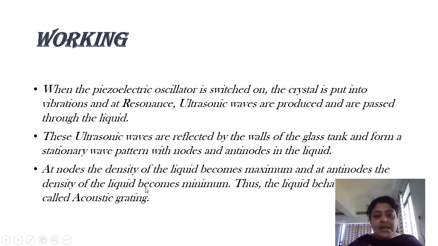At the antinodes, the density of the liquid becomes minimum. The antinodes are the points where the amplitude is zero. So least disturbance is caused, and that is the reason we say that antinodal points lead to minimum density, and thus your liquid will behave as a grating. We call it an acoustic grating because grating means the variation of density, the pattern in which you have maximum density and minimum density at equal distances. So this pattern is created because of ultrasonic waves, and that is the reason we call it an acoustic grating.